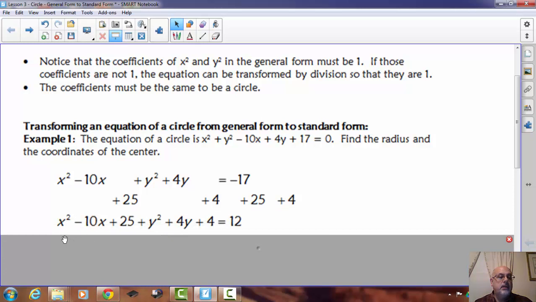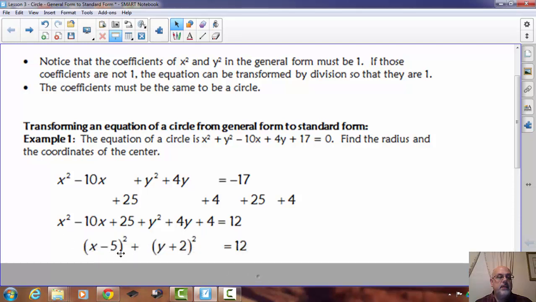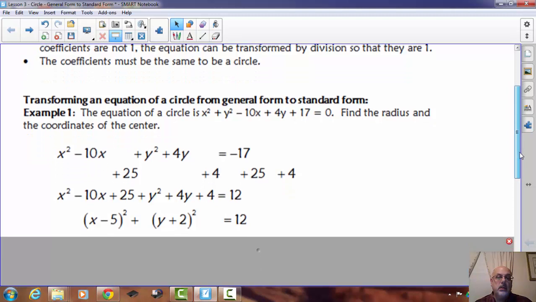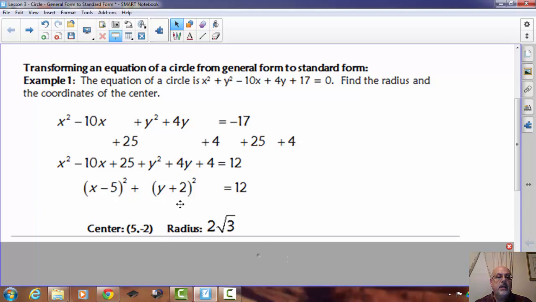So when we put it together, we have x squared minus 10x plus 25 plus y squared plus 4y plus 4 equals 12. When you combine all the like terms on the right side, you get 12. Since we forced these to be perfect square trinomials, we have x minus 5 squared plus y plus 2 squared equals 12. This is the standard form for the equation of a circle, and from it we can pick off the center at 5, negative 2, and the radius is the square root of 12, which simplifies to 2 radical 3.